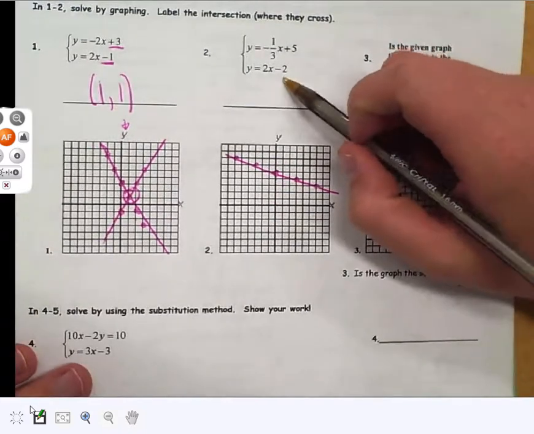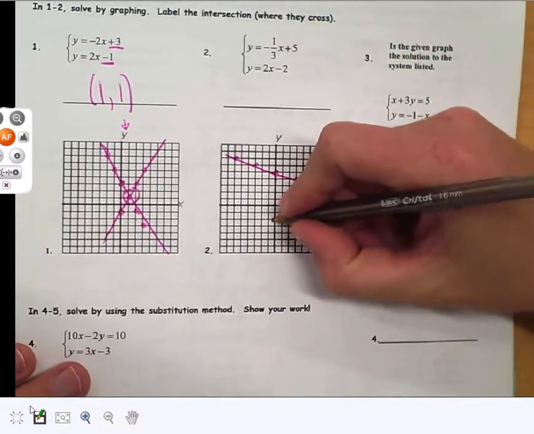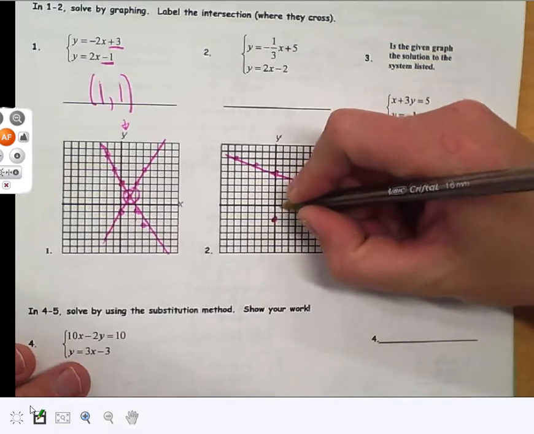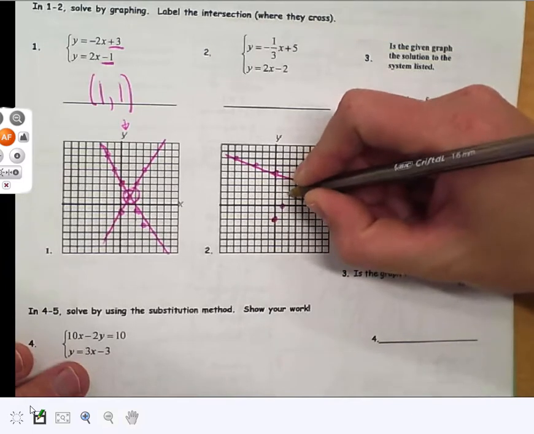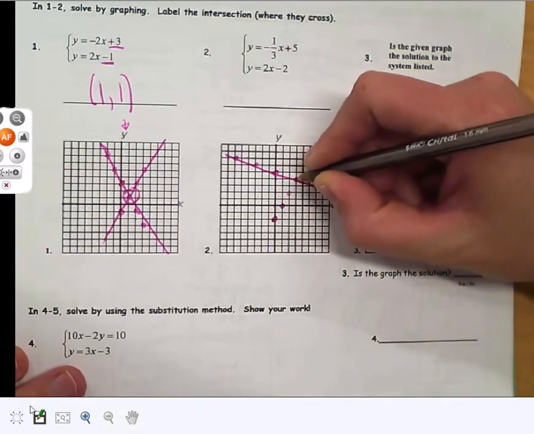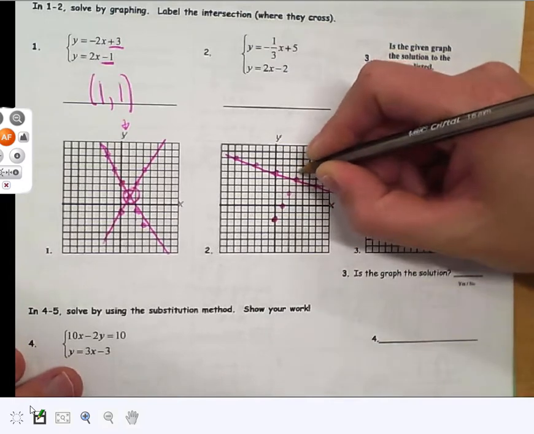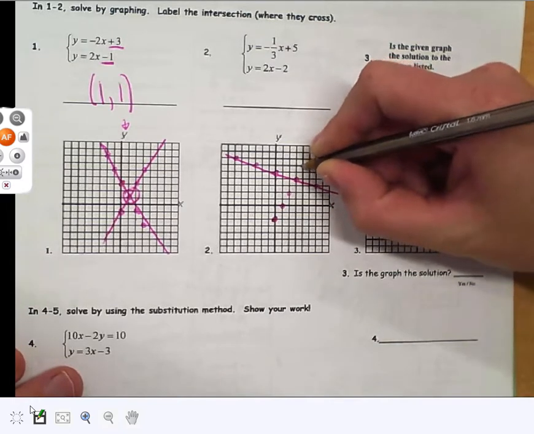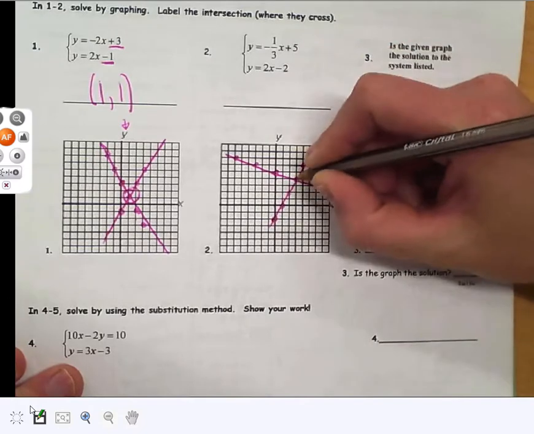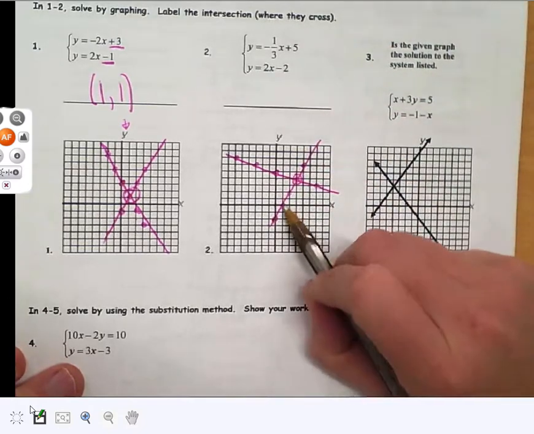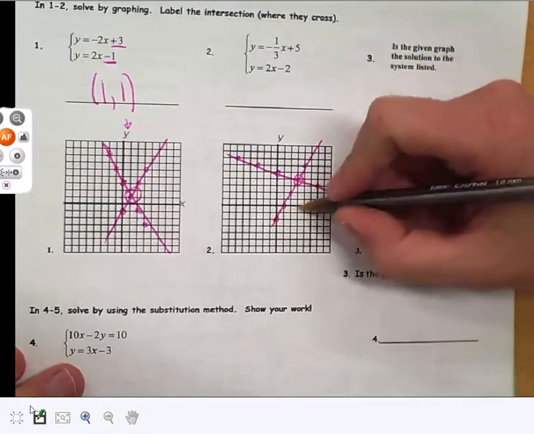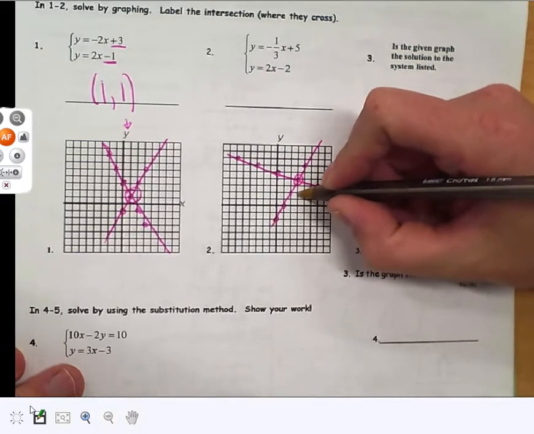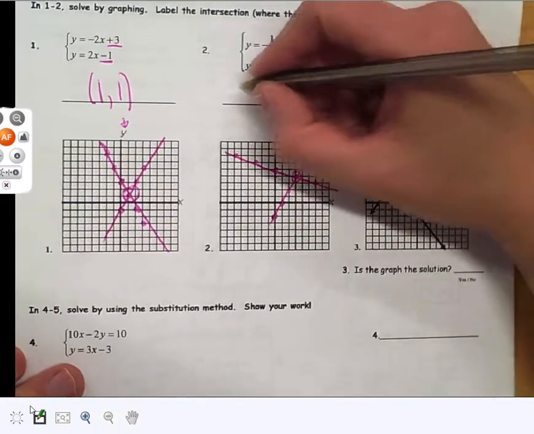This one, my starting point, negative 2, up 2, over 1. Up 2, over 1. Oh, there's a cross. Up 2, over 1. And they're crossing right there, which would be the point. First you go over, 1, 2, 3. Then you go up, 1, 2, 3, 4.